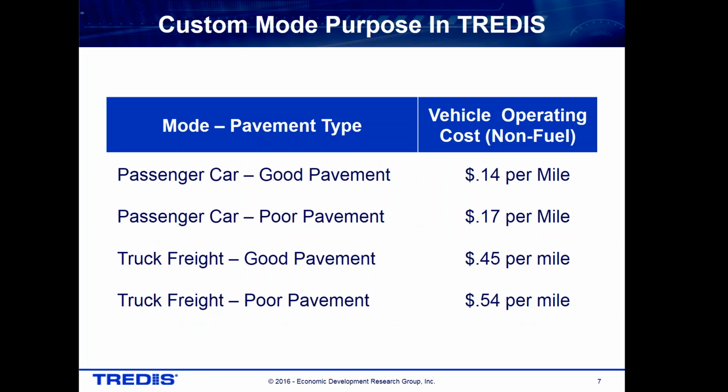Poor pavement often causes greater wear on vehicles, including tires, which require additional maintenance and repair, but can also accelerate depreciation costs associated with use in poor pavement conditions. This slide shows the non-gasoline and non-diesel operating costs for autos and trucks. And each of these modes and pavement conditions will be given a customized mode purpose category, which I'll show in the live demonstration. There's also the option to adjust different rates of fuel consumption if a user wants to differentiate costs associated with fuel use according to different pavement conditions.